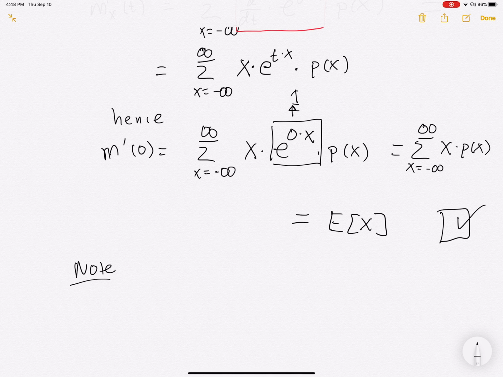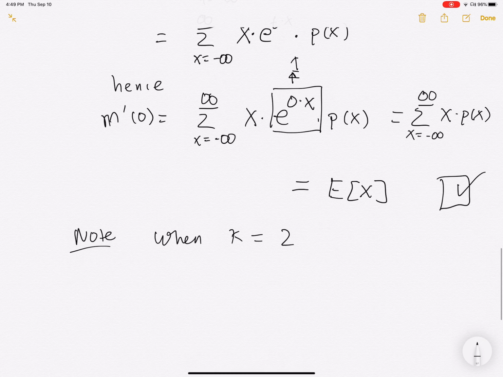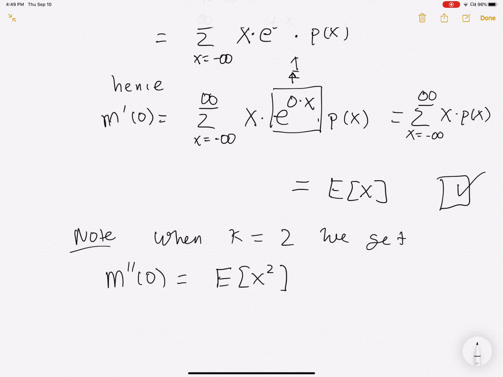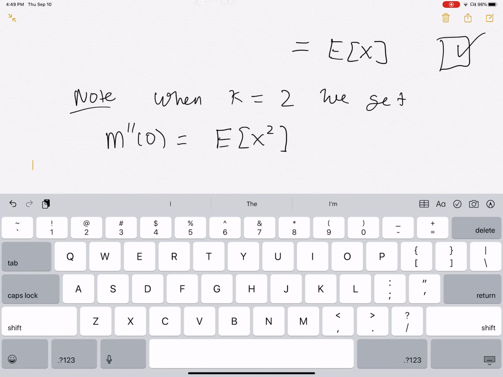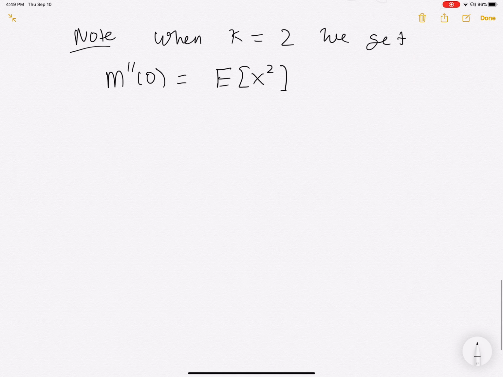Note, when k equals 2, this says we get m double prime at 0 is going to be equal to E of X squared. Okay, so now let's just go ahead and calculate E of X.